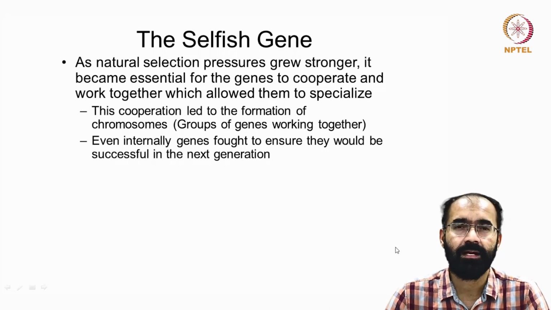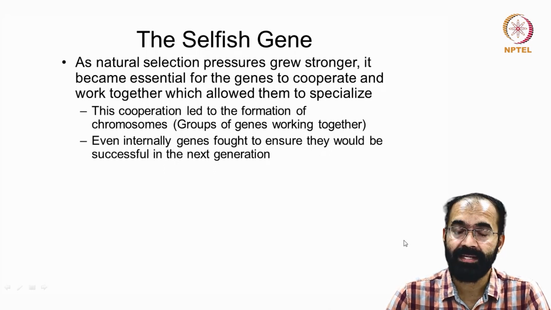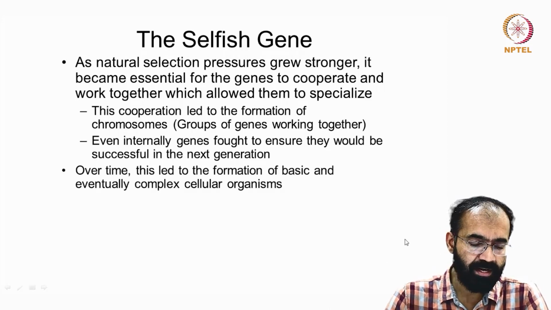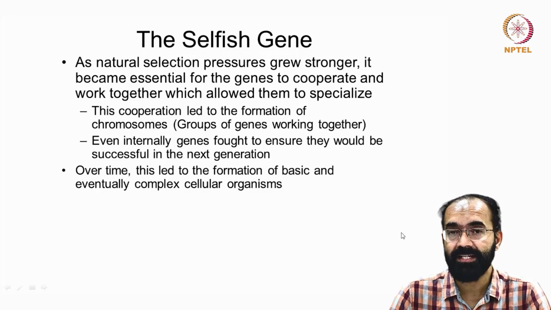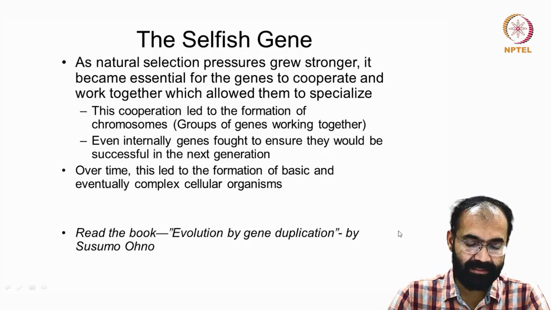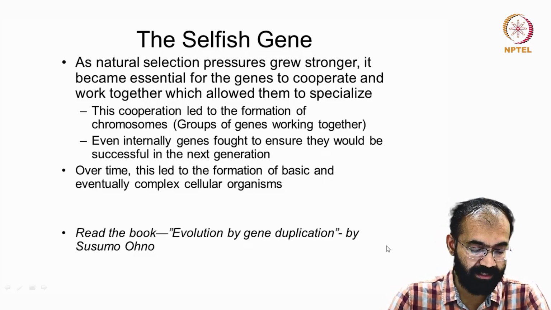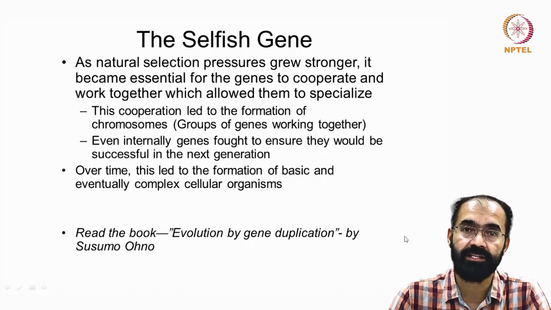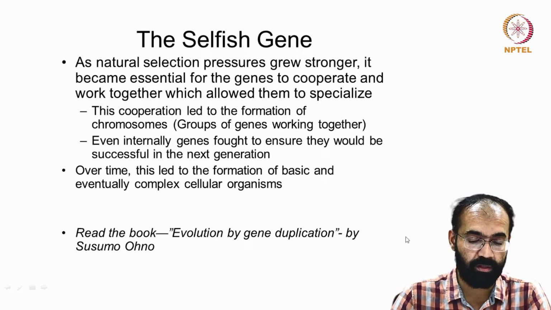So this is how there are many examples even in humans where an ancient gene, one classic example being human growth hormone, prolactin and placental lactogen. They have originated from one common gene, but they diversified eventually and became 3 different functions. So over time, this led to the formation of basic and eventually complex cellular organisms. And those who are interested can read the book Evolution by Gene Duplication by the Japanese scientist Susumu Ohno. It's a very interesting book. Those who are interested to know more in depth can read that book.